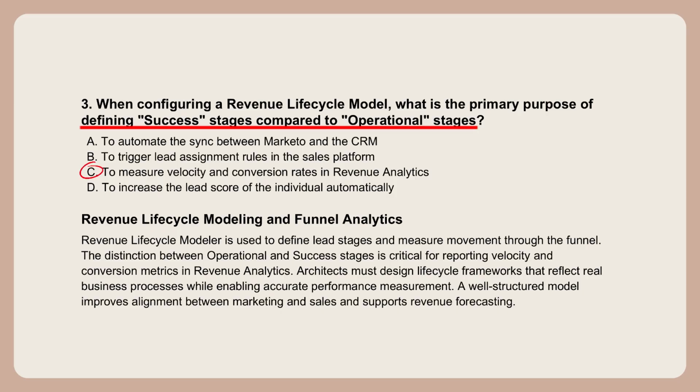Exactly. Defining these success stages correctly is what allows the platform's native Revenue Explorer to accurately calculate conversion rates and stage velocity. Because if you get that wrong, if you improperly tag an operational stage, like a temporary holding queue for data enrichment, as a success stage, you completely skew your velocity metrics. You ruin the data. You do.